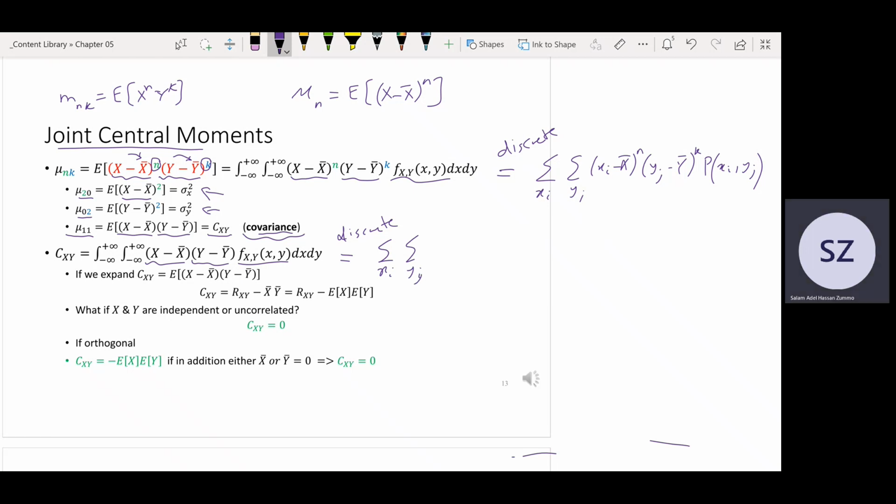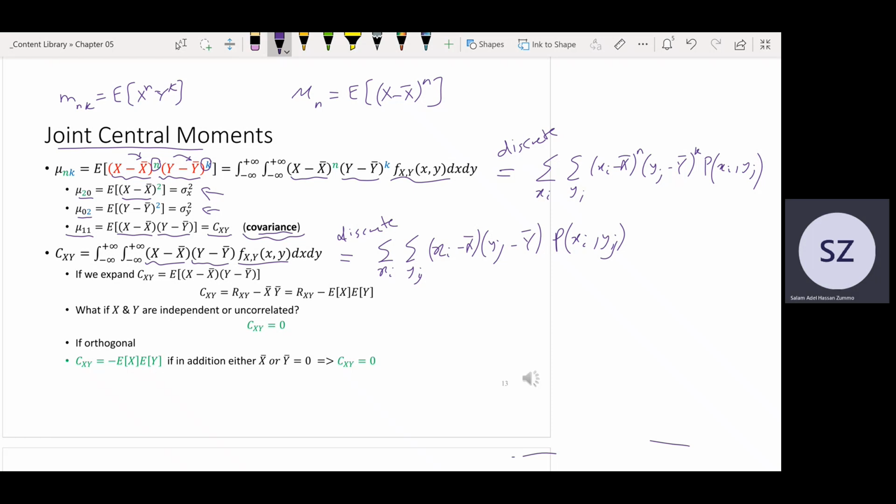of xi minus x bar, yj minus y bar multiplied by the probability of xi, yj. So again, it tells you, weighted by the probability of xi and yj, how close the specific sample xi is to its mean, how close the specific sample of yj is to its mean, and then weighted by this.